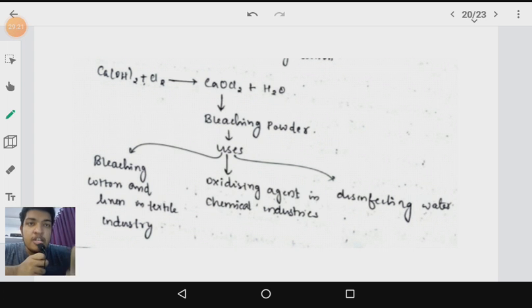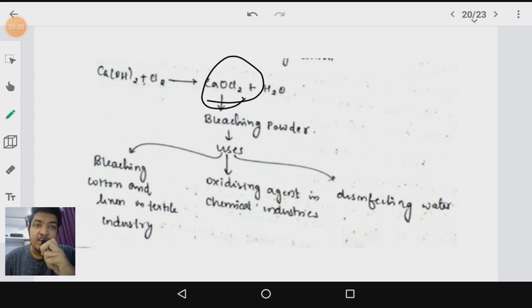Bleaching powder is formed when Ca(OH)2, which is slaked lime, reacts with chlorine. So that will form a compound, that is CaOCl2, that is known as the bleaching powder. Now what are the uses of bleaching powder?